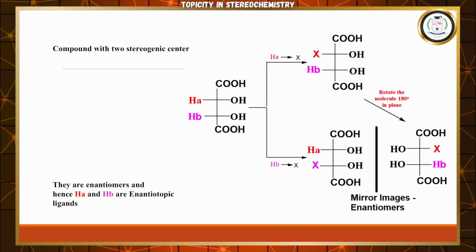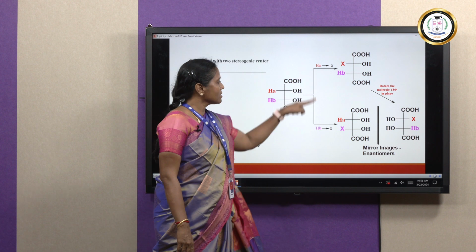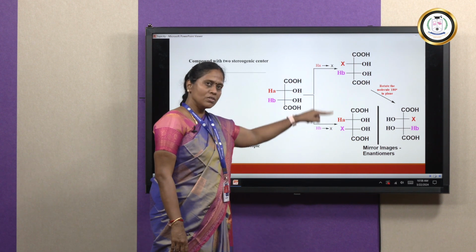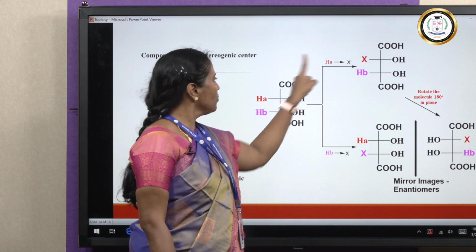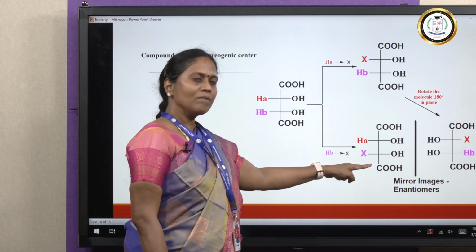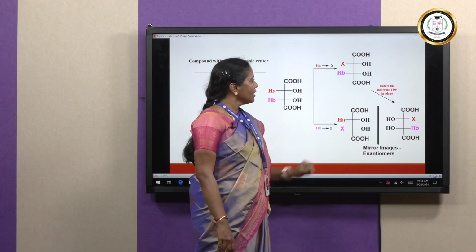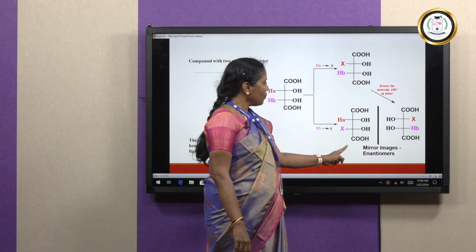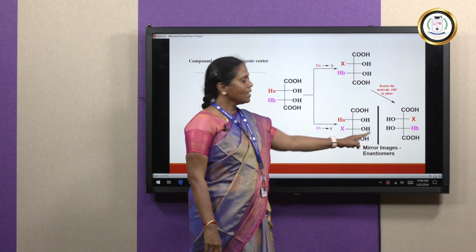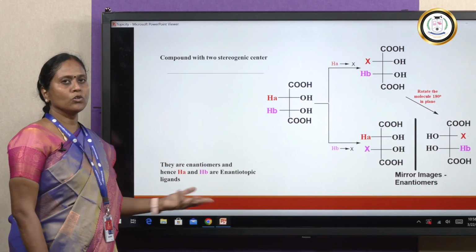Now, when you have two stereogenic centers, I am taking an example. This has HA and HB as the homomorphic groups. Now, I am replacing HA and HB by X. So, I am resulting in two structures here, with HA replaced by X and HB replaced by X. The first structure I am rotating by 180 degrees in plane rotation. Therefore, I am resulting in a structure. Now, if I compare these two structures, they are mirror images. Therefore, they are enantiomers. So, the HA and HB ligands are enantiotopic in nature.